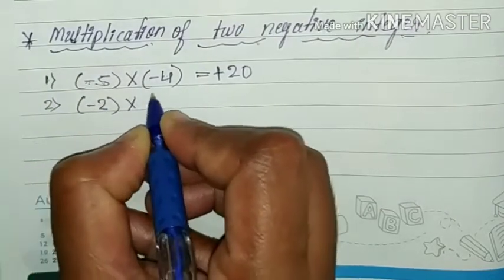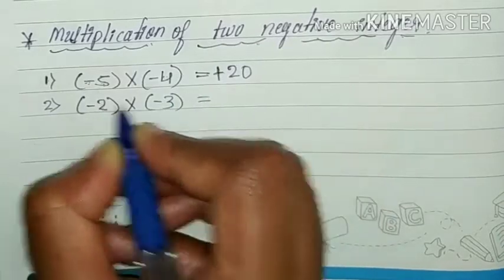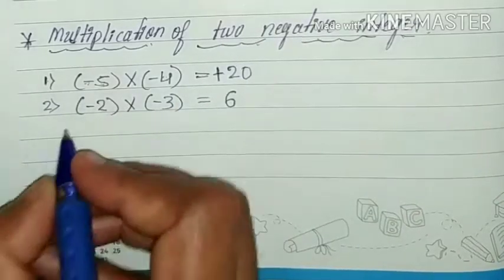-2 into -3. That is what? 2 into 3 is 6. Minus minus is plus.